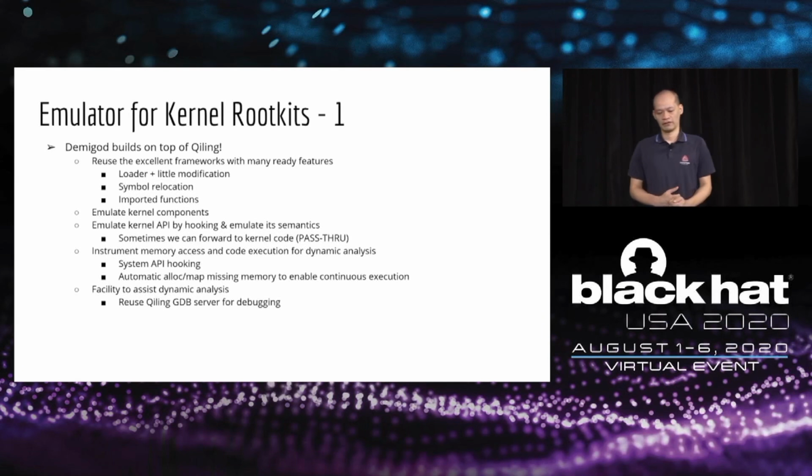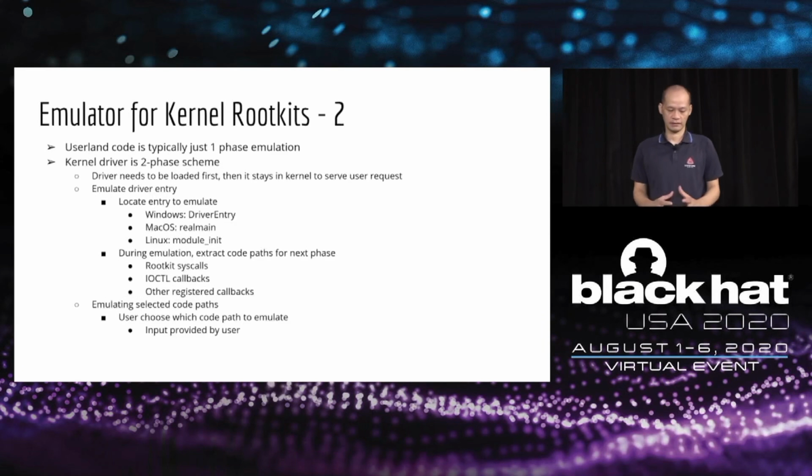So here, I want to emphasize one thing that makes Demigod different from Chilling. The userland code is typically only one phase of emulation. This is what Chilling does. But for Demigod, we need to emulate the kernel rootkits in two phases. First, we need to load the kernel driver, and after that, the kernel drivers or kernel rootkits stay inside the Demigod emulator and wait for the request from the users.